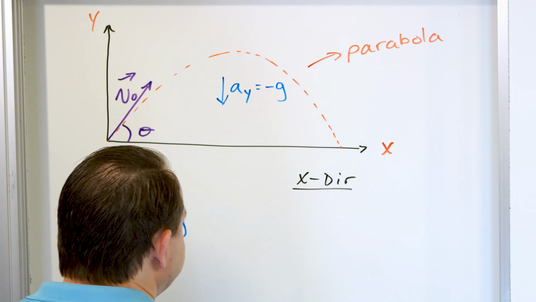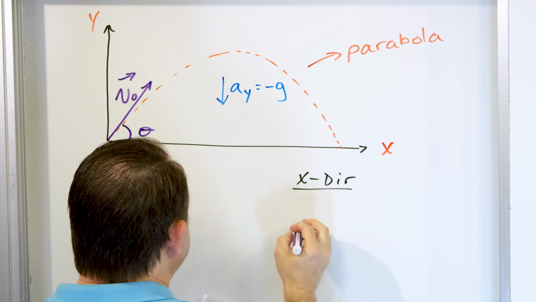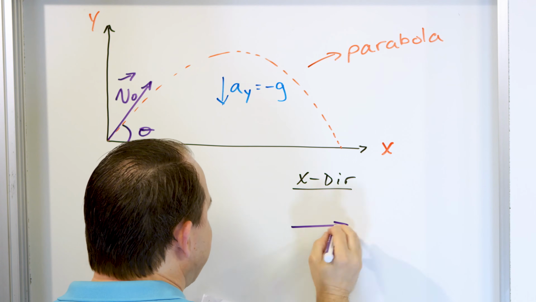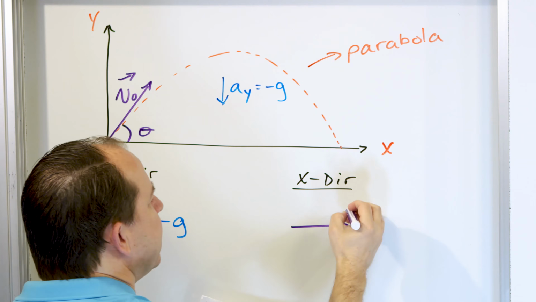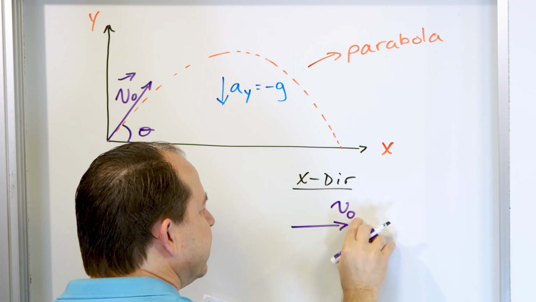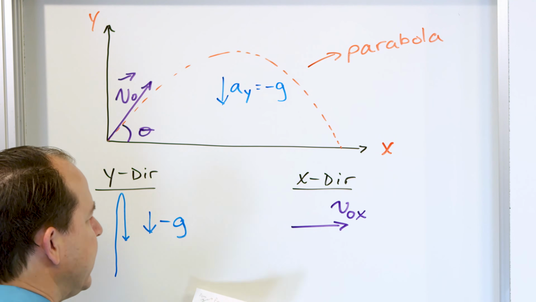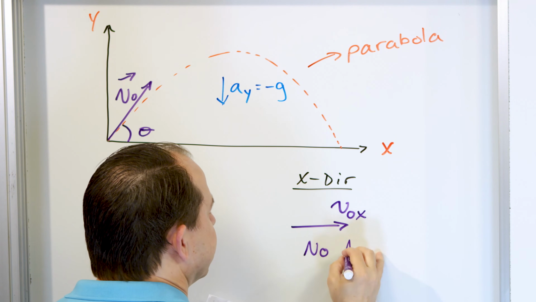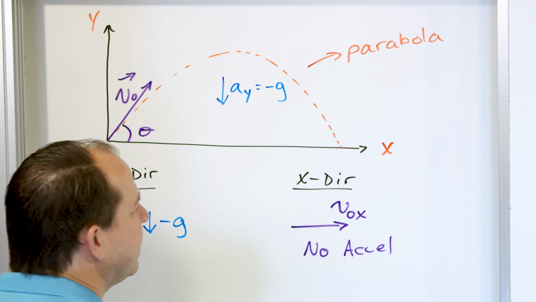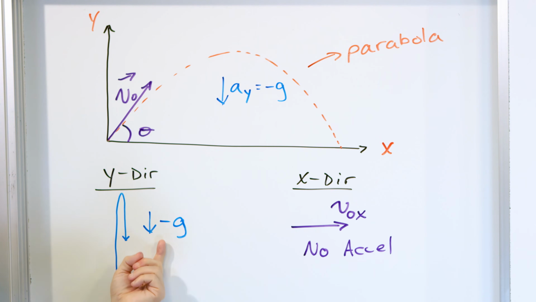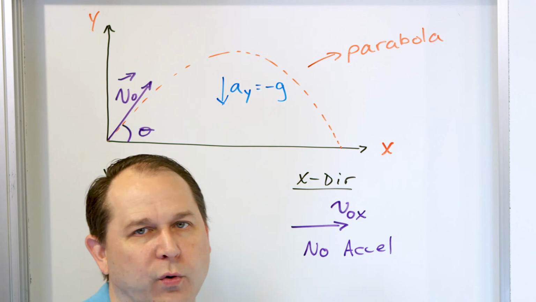But in the x direction, the situation is actually a lot simpler, because in the x direction, you just have motion going in this direction with some initial velocity. v naught means initial velocity in the x direction, right? But there's no acceleration here. Why? Because gravity only acts downward. It doesn't affect the horizontal motion.